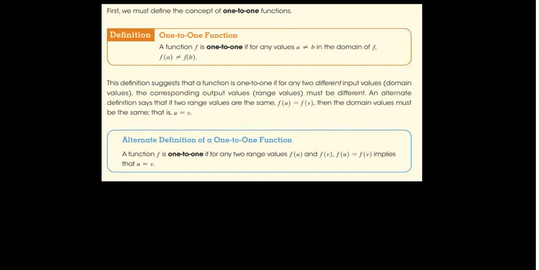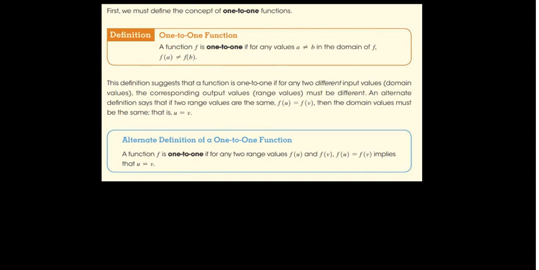Okay, so here we go. This definition suggests that a function is one-to-one if for any two different input values, the corresponding output values must be different. So again, you can only use one type of x value and one type of y value. So the alternate definition, here it is.